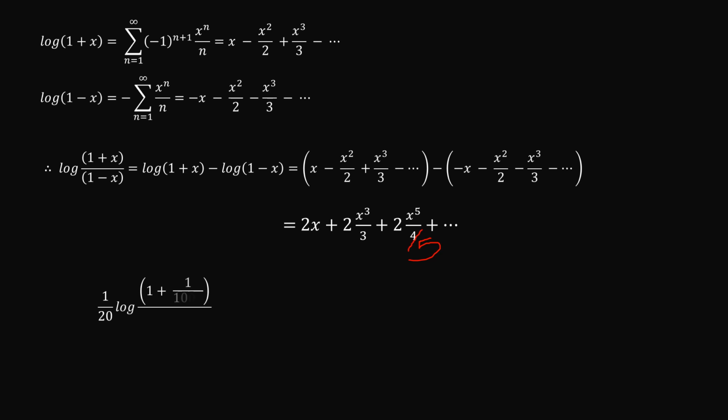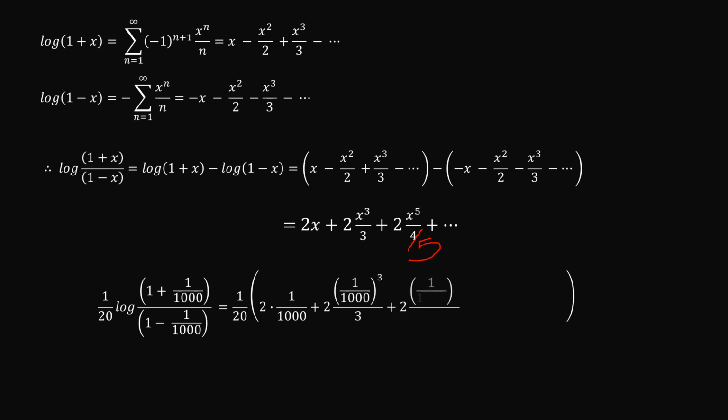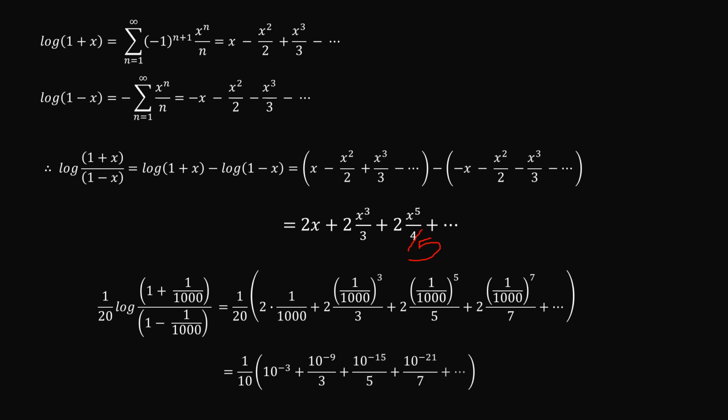And this now implies that if you have our 1 over 20 log 1 plus 1 over 1000 over 1 minus 1 over 1000, we can substitute the smaller value there into the x. And as you can see, this results in 1 over 10 times 10 to the minus 3 plus 10 to the minus 9 over 3, 10 to the minus 15 over 5, 10 to the minus 21 over 7.